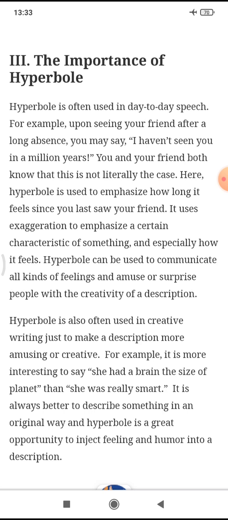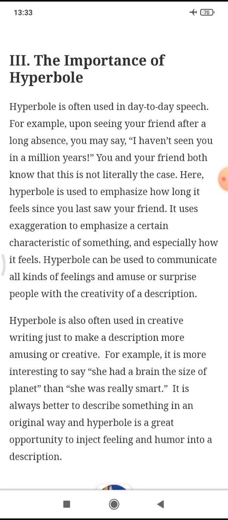You and your friend both know that this is not literally the case. Here, hyperbole is used to emphasize how long it feels since you last saw your friend. It means for a long time you have not come closer to one another. You have not met each other.